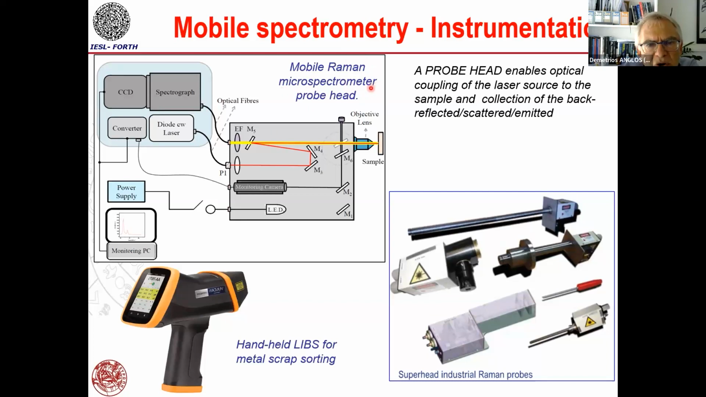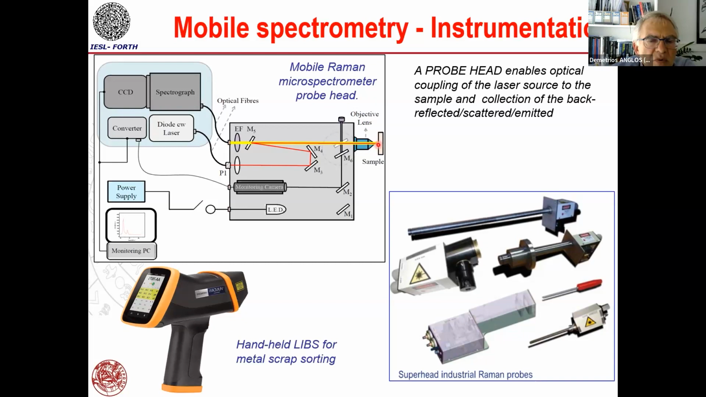So we can see on the left-hand side of the slide the mobile Raman microspectrometer. This is something that we have in the lab, but it's a common instrument, probe head, and there is a laser source which is fiber coupled to the probe head. Through a number of optical parts inside the probe head, the beam is directed through an objective lens onto the sample. So this microscope objective actually turns this probe head into a micro probe.